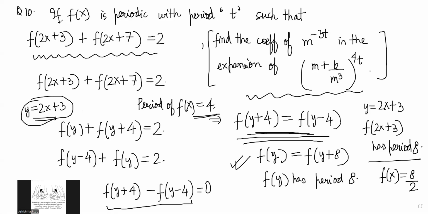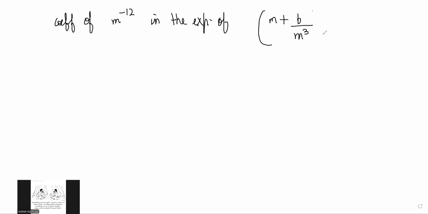And now the problem is find the coefficient of m to the power minus 3t, or m to the power minus 12, in the expansion of (m plus b by m cube) to the power 4t, so 16, right?